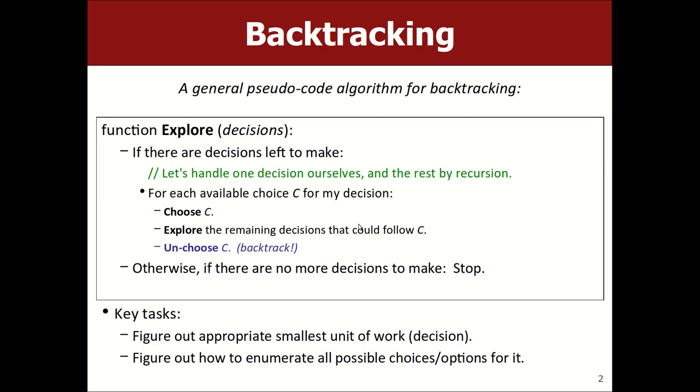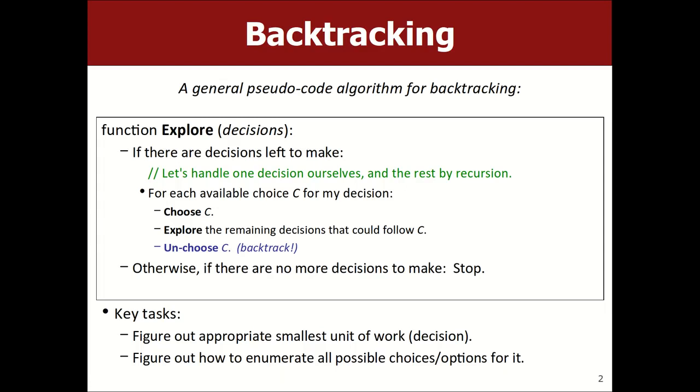Remember the overall strategy before we start to write another one from scratch. The overall strategy for backtracking is, if there are choices, then you're going to handle one of them. So for each thing you could pick for your part, you choose it, you explore what could follow, and then you unchoose it. Choose, explore, unchoose for each possibility.